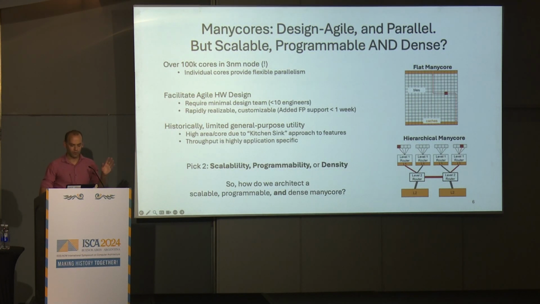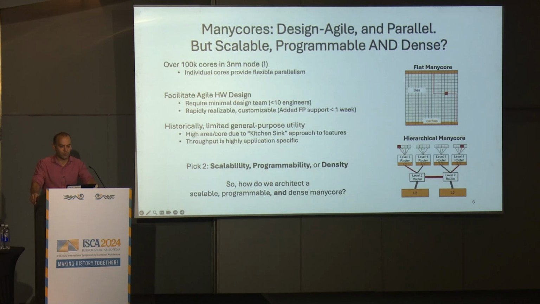But as historically known, many cores have limited general purpose utility. And this is in part due to several reasons, which I'm going to go into today, but part of it is the kitchen sink mentality that's been in many cores in the historical literature. That is throwing every single feature that could be potentially used instead of considering how do we provide the most scalable, programmable, and dense architecture. And this has forced designers historically to pick between 2 of the 3 best options: scalability, programmability, or density. So how do we architect a scalable, programmable, and dense Manycore?